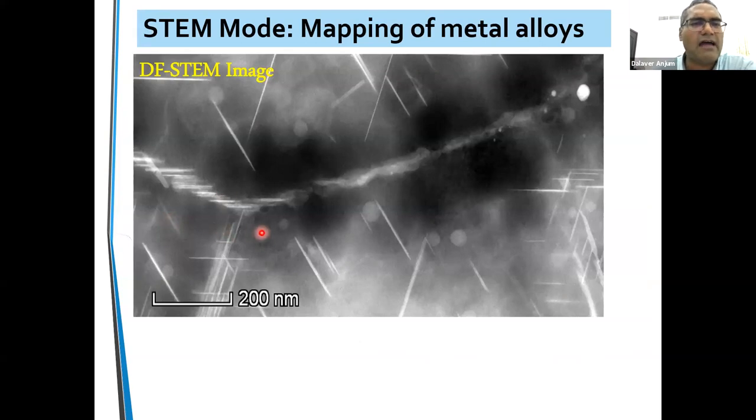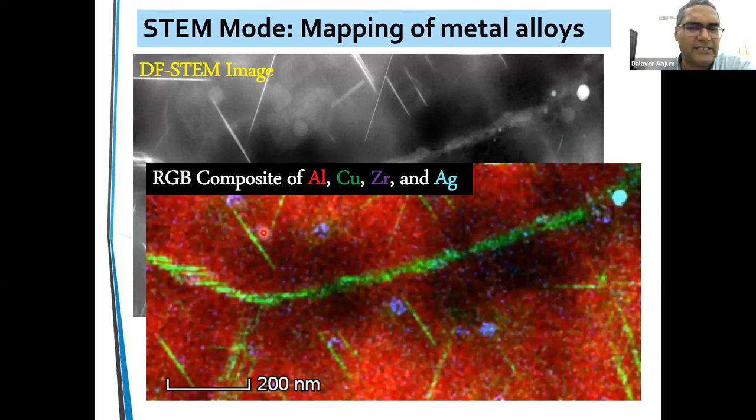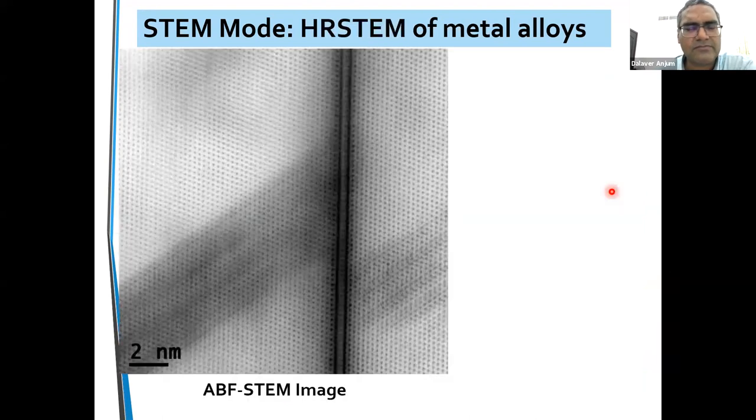But if we apply this with spectroscopy, you see this is a slightly magnified image, and we already have very nice information. If you look at the aluminum peaks, it's everywhere. You look at the copper peaks, you see these white needle-like precipitates are copper, and zirconium makes some small-size ones. And the silver is shown in cyan color. So we can see what they're doing in the aluminum lattice.